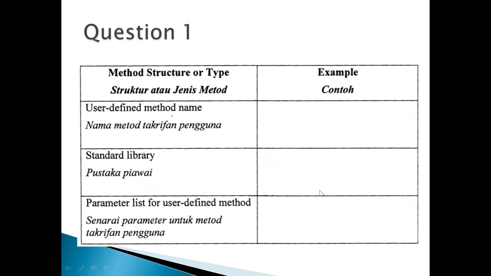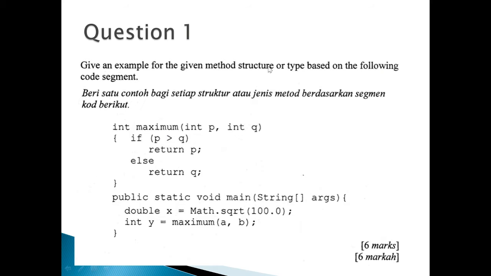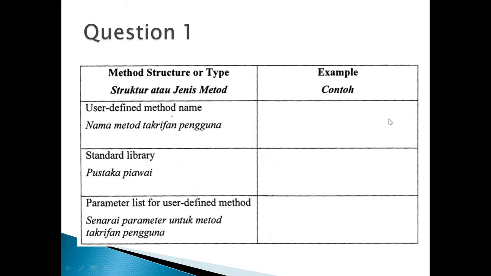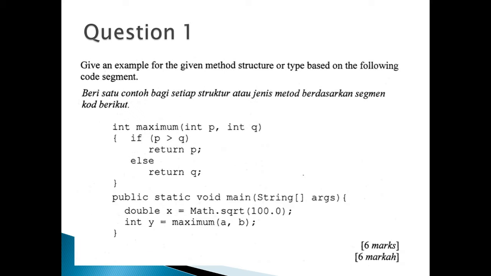So the user defined method you can see here is maximum. So how to write? Okay, you can write maximum or you can write full maximum INTP, comma INTQ for the first one. Okay, and then for the second one, what is the standard library method? So standard library method we can find here is math.sqrt. You can write full math.sqrt or you can just write math.sqrt.